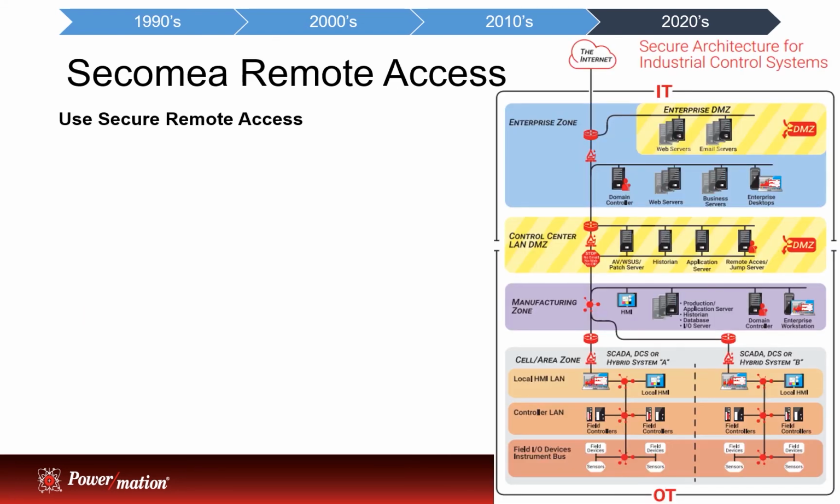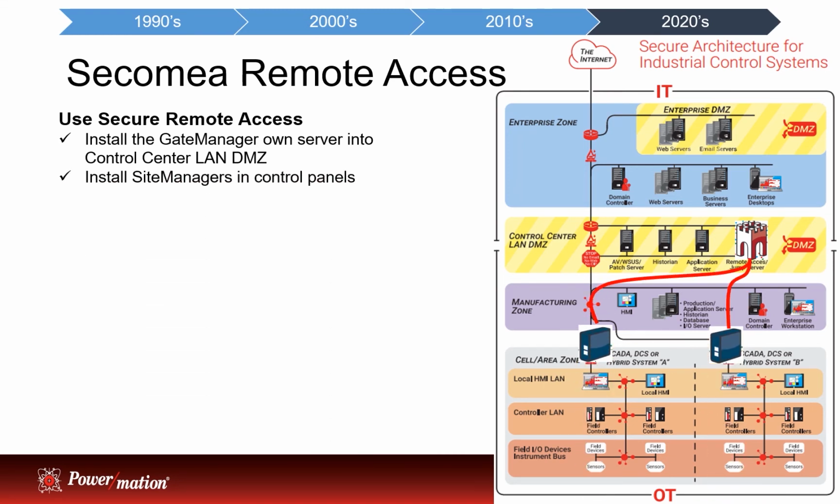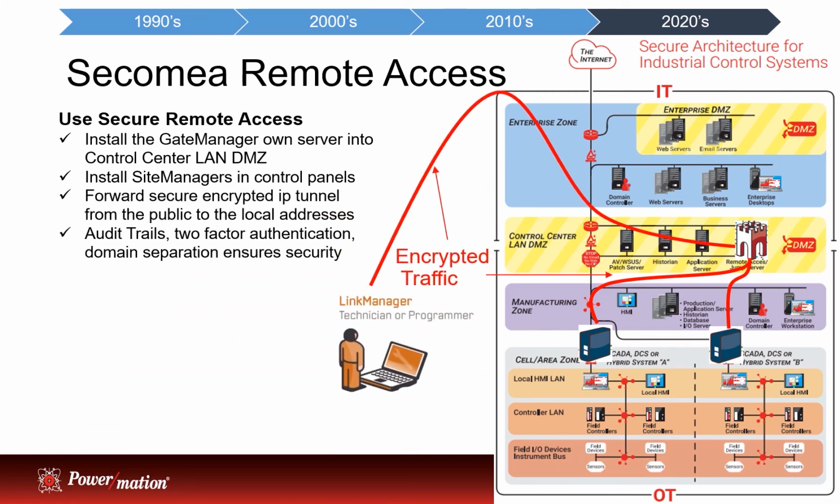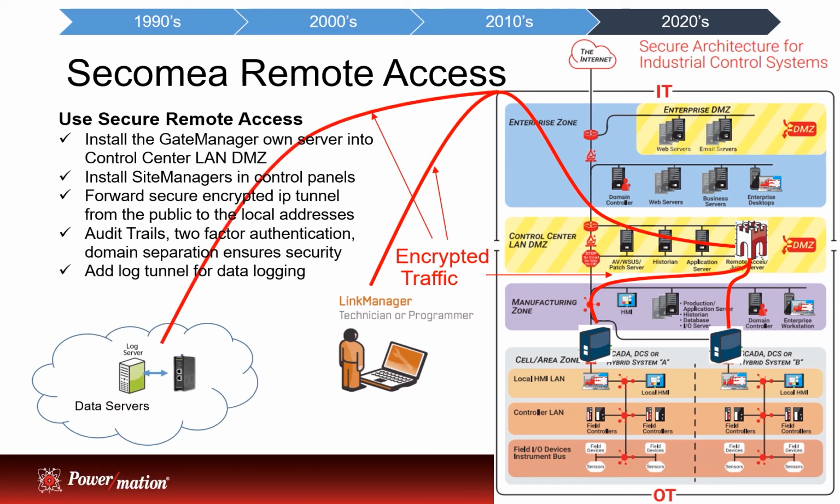So how would all this work? First, you install the Gate Manager Own server into the control center demilitarized zone. Site Managers would be installed in the control panels. Then Link Managers would connect to the Gate Manager through a public IP translated to the private IP of the Gate Manager. This would allow outside vendors to remotely troubleshoot and connect to machines, all while never going through the demilitarized zone, just entering. There are extra security features like audit trails, two-factor authentication, and domain separation to ensure security. And you can add LogTunnel for data logging.